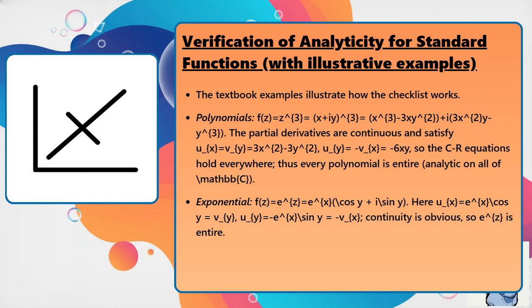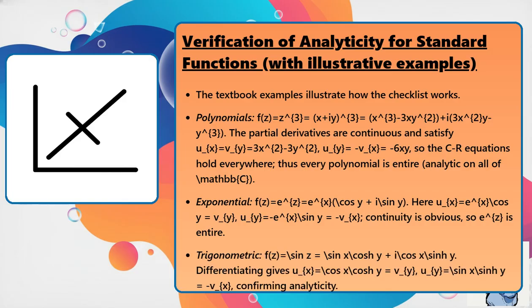Exponential: f(z) = e^z = e^x (cos y + i sin y). Here u_x = e^x cos y = v_y, and u_y = -e^x sin y = -v_x. Continuity is obvious, so e^z is entire.